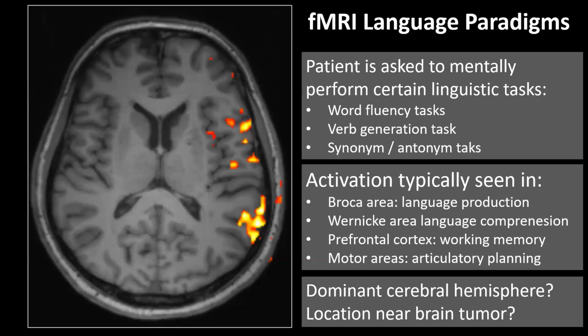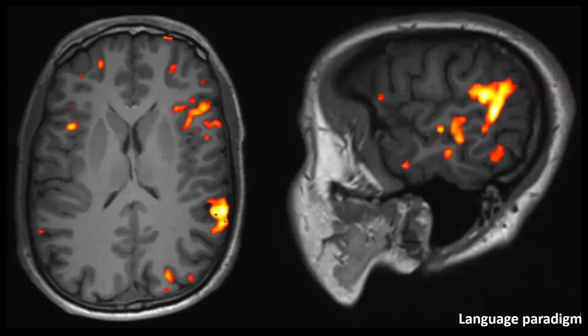dominant cerebral hemisphere. So if you have a tumor in the left hemisphere, is the left hemisphere also dominant for language, and are the language areas located near the brain tumor? This is an example of a patient who performed the language paradigm. We see some activation bilaterally, but most activation, and we also have some artifacts often in fMRI, most activation is left-sided. So I'd say that this is a left-dominant language system.